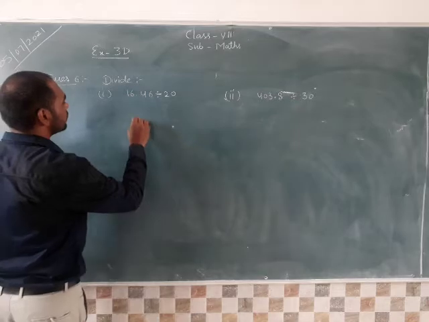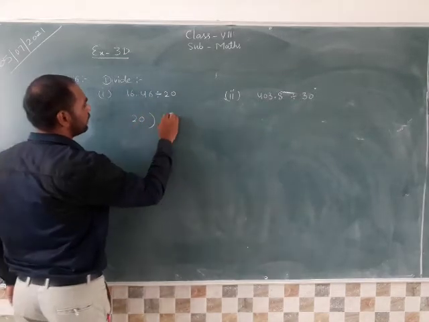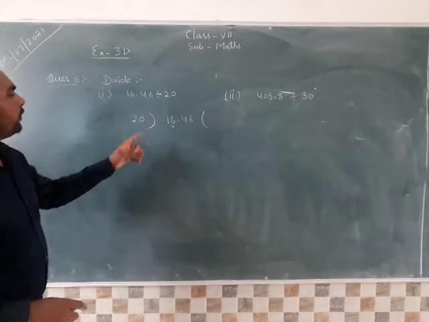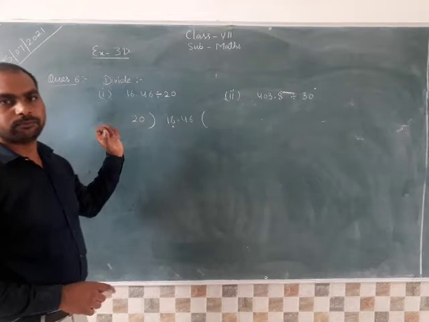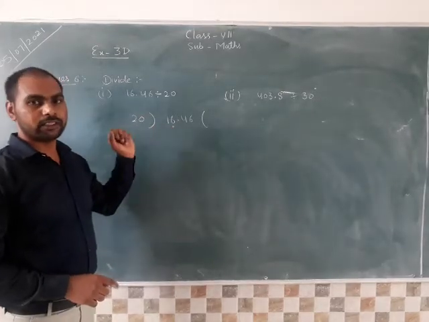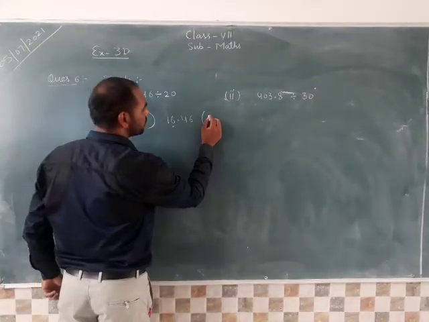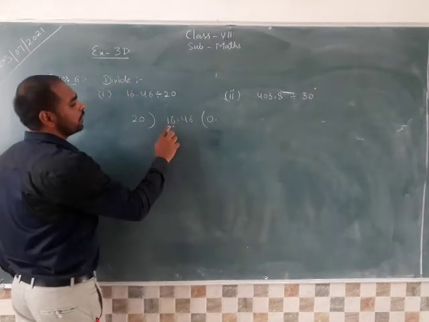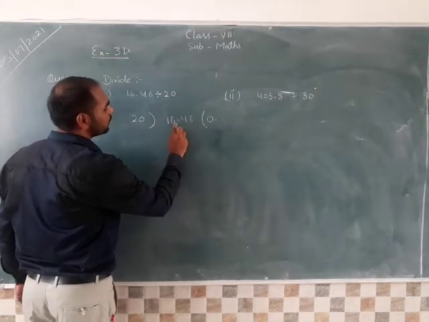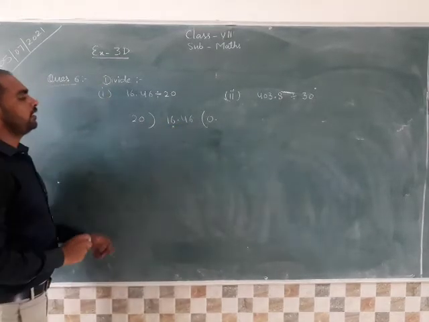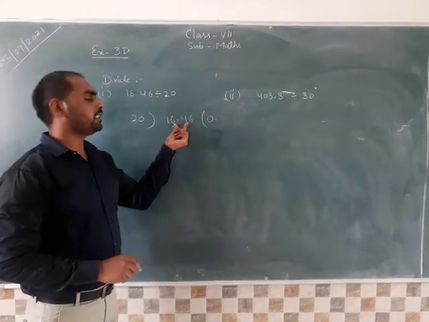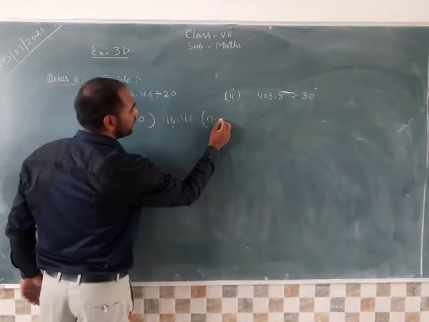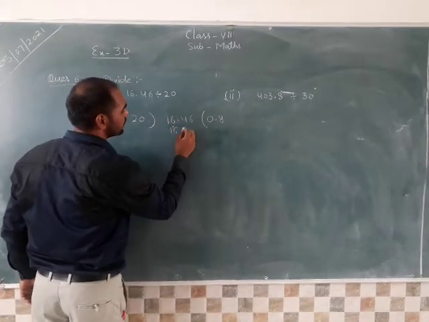Okay. For this, 20 into 16.46. We know very well 16 is less than 20, so it is not divisible by 20. So for this we will mark 0 and place a point after 0, because now we are going to take the first three digits. Then it becomes 164. Now 20 eights are 160, as we know.